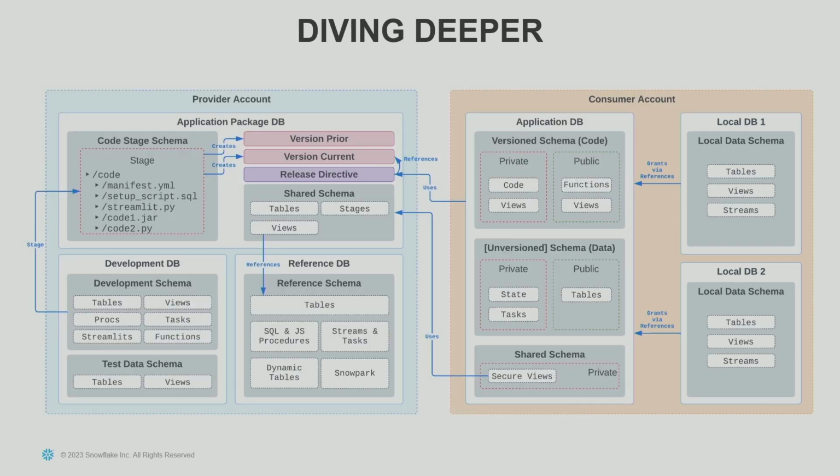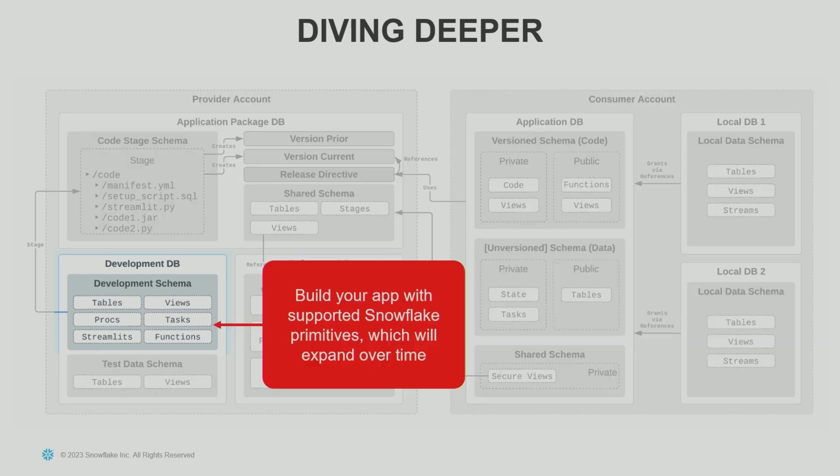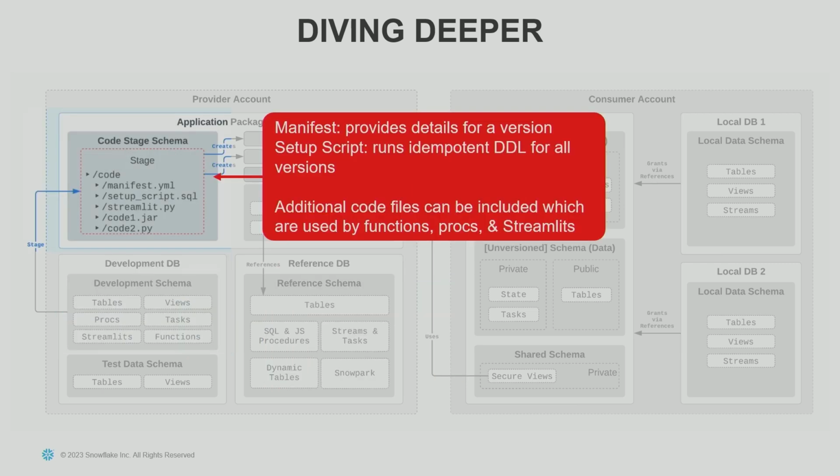So let's go one level deeper. I mentioned that an application is a bunch of files. First of all, an application can be made up of any of the existing Snowflake primitives, or most. I think there are a handful that might be restricted. So you build your application using these primitives, and then you package that up in files, the first of which is a manifest file.